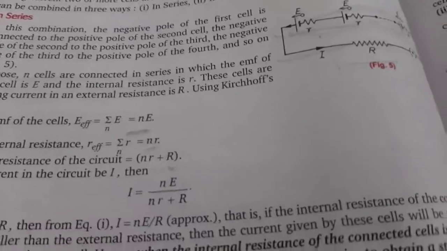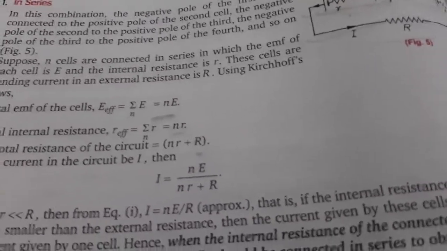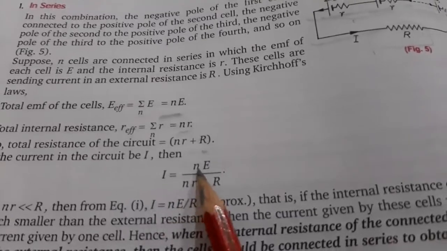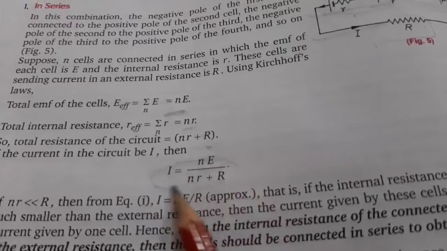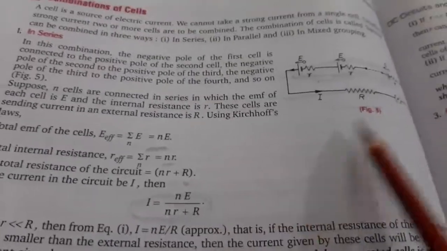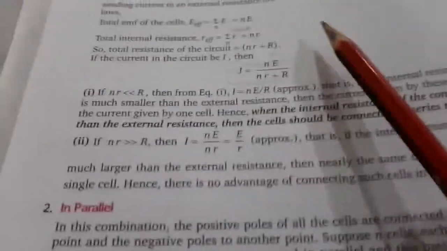Now we can calculate the current given by this battery. Current I is equal to total EMF over total resistance. So I is equal to NE upon (Nr plus R). This is the expression for the current given by the battery in which all cells are connected in series.